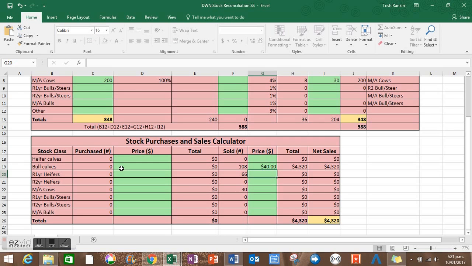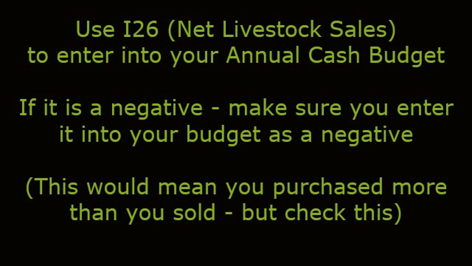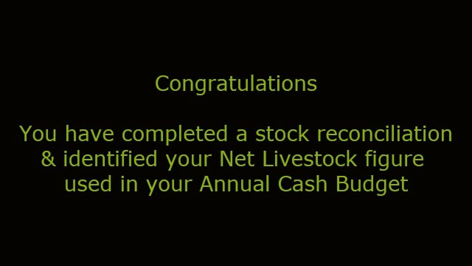Once you have entered the appropriate amount for each purchase and sale, a figure will show in the yellow box cell I26. This is the figure you will enter in your budget for net income from stock sales. If it is a negative, it must be entered as a negative, as it means you have purchased more stock than you have sold. If this is the case, make sure you double check your figures. And congratulations, you've completed a stock reconciliation and identified your net livestock figure used for your budgets.